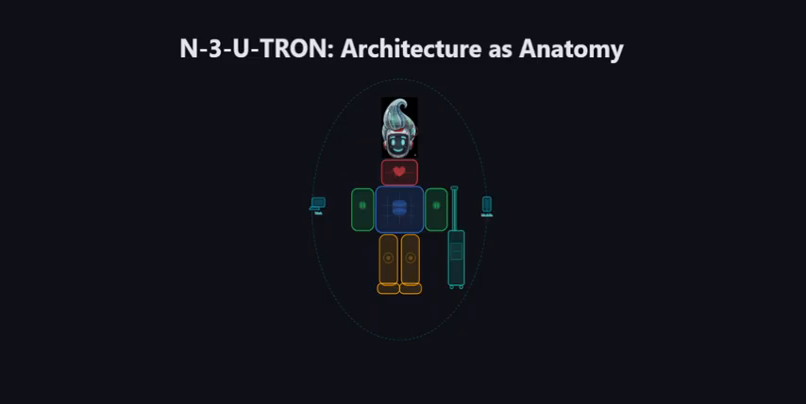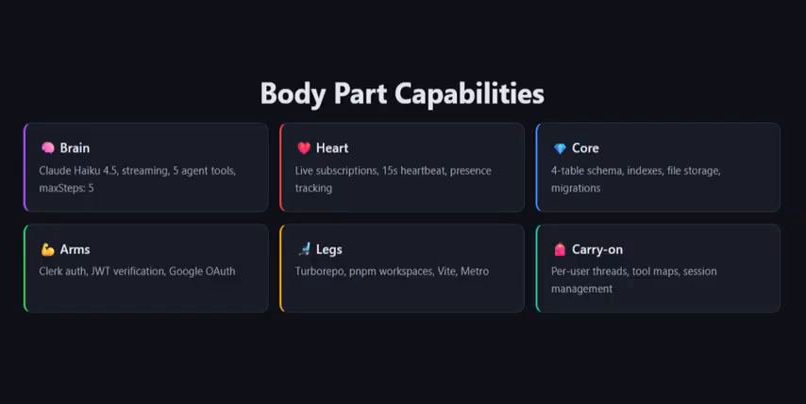Let me break down each body part. 6 body parts, 6 capabilities. The brain, that's our AI layer. Claude Haiku 4.5 with streaming, tool use, per-user conversation threads, and rate limiting. The brain thinks, reasons, and responds. The heart, that's the real-time engine. Convex live queries, presence tracking, instant message delivery. The heart keeps data flowing to every connected client without missing a beat. The core, the database. Our 4-table schema, server-side validation, type-safe queries, and mutations. The core stores and protects the data.